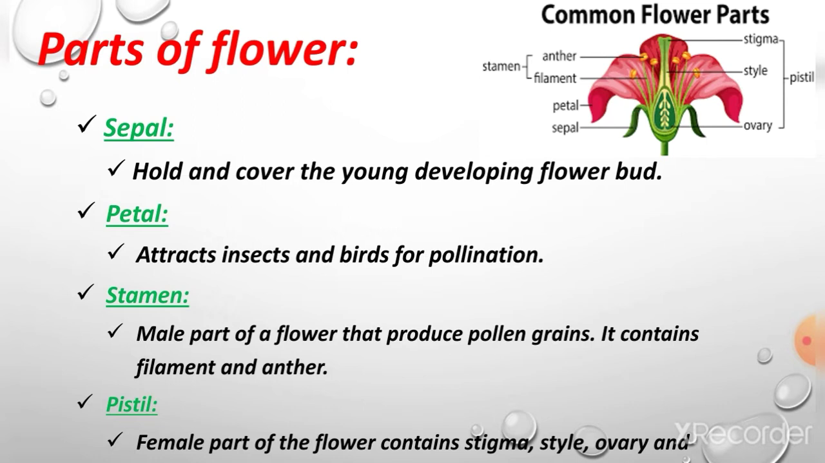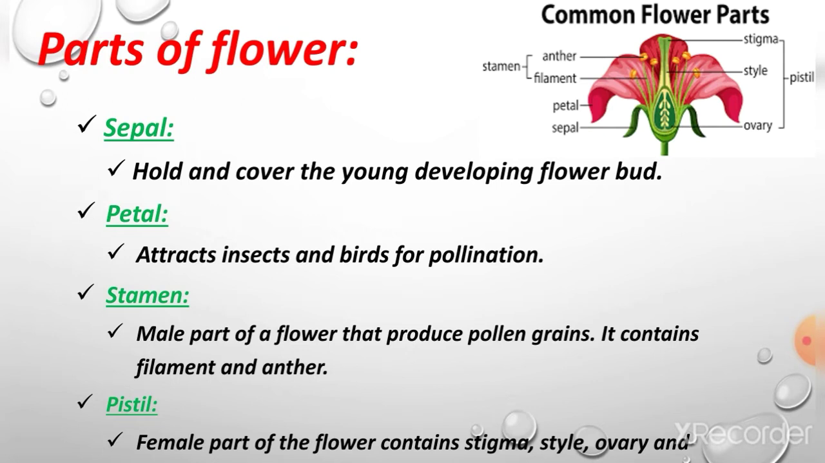The first one, sepal. You can see the green colored part. That is called the sepal. The function of the sepal is to hold and cover the young developing flower bud. It is the safest place for the young bud. The sepal holds the young bud to prevent it from damage.